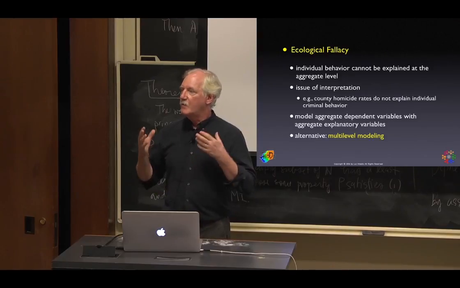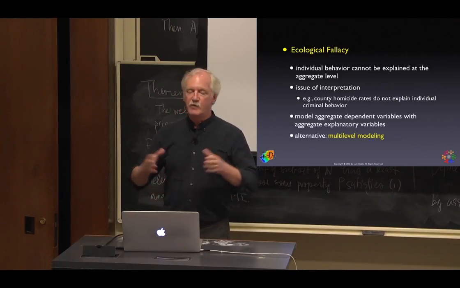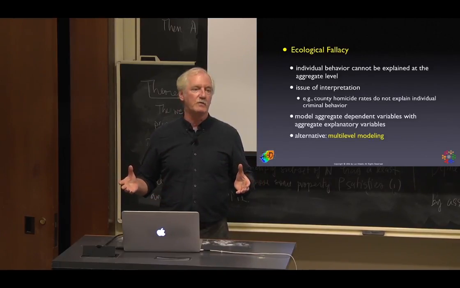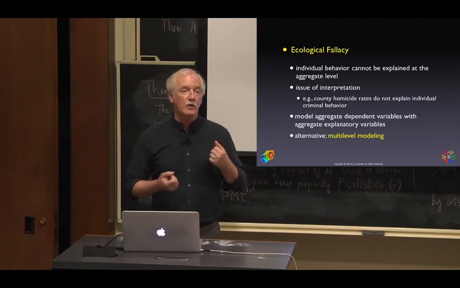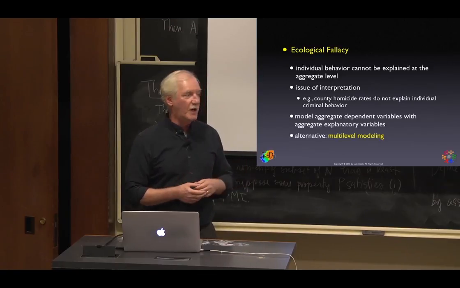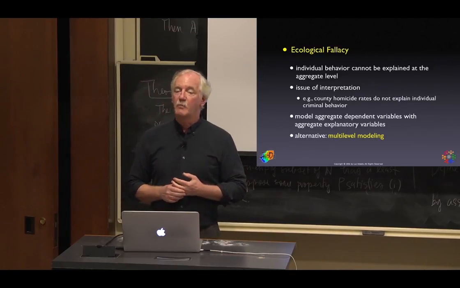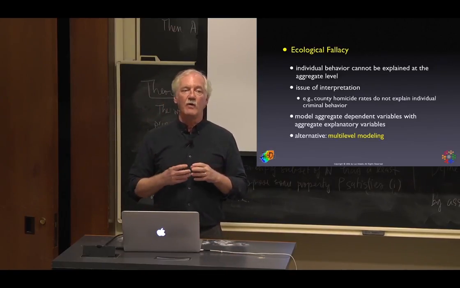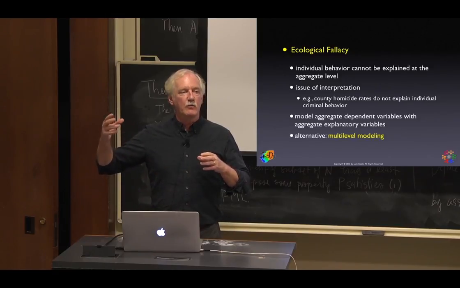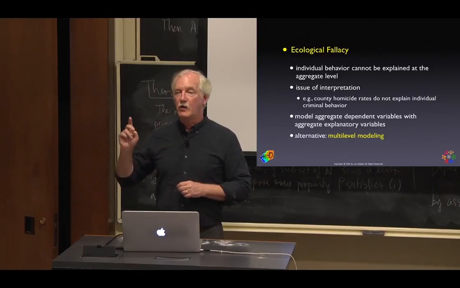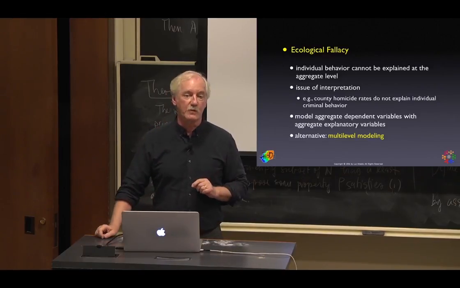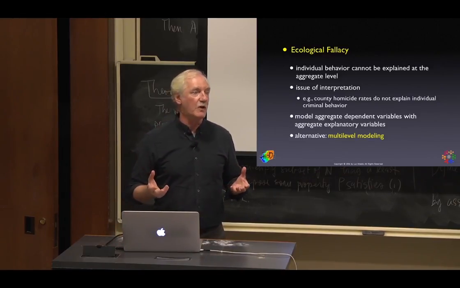you can't say anything about individual behavior if you deal with aggregate units of observation, right? So you're looking at crime and you use county crime data from the FBI. You can say that the county crime level is associated with the unemployment rate in the county, but you can't say that unemployed people will commit more crimes. That is an example of an ecological fallacy.